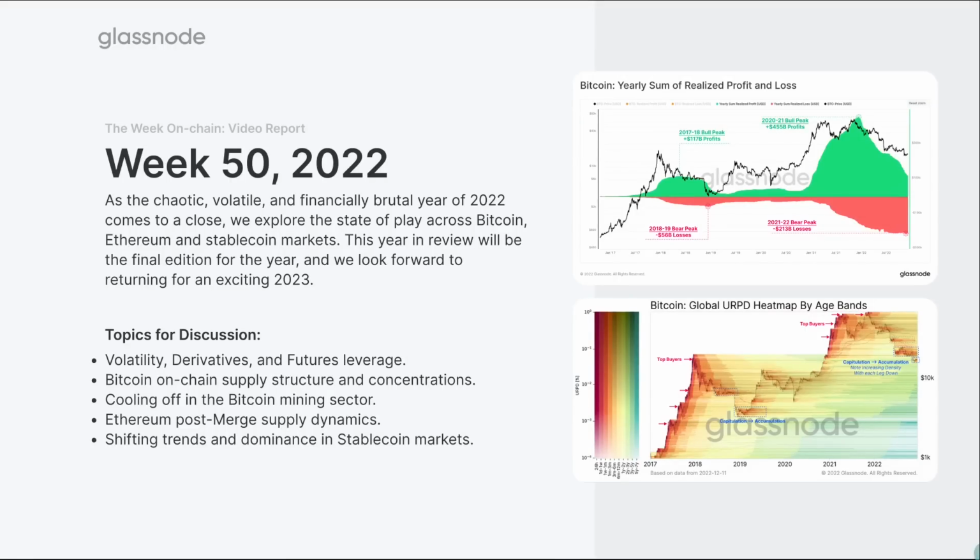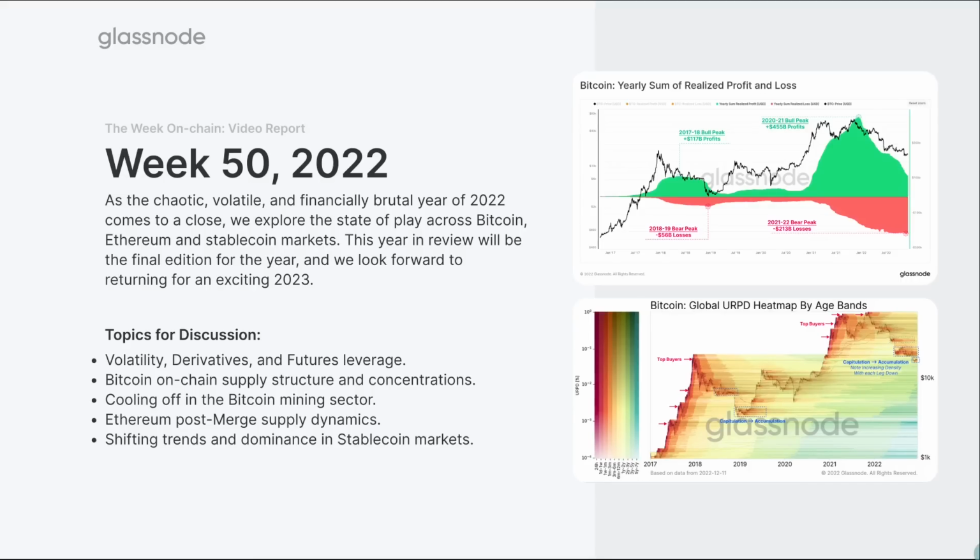Now, as anyone who hasn't been living under a rock knows, it's been a pretty volatile and chaotic year. And we've seen some pretty nasty price action. We've seen both BTC and ETH fall more than 75% from their all-time highs. We've seen massive amounts of realized losses. We've seen capitulations across the board, stress in the mining industry. We saw the Ethereum merge. And we've seen some very significant shifting trends in the stablecoin market.